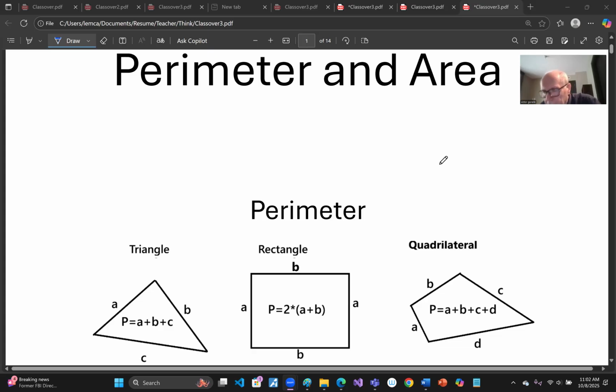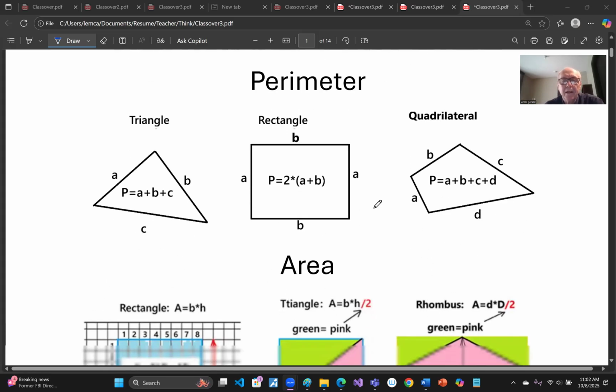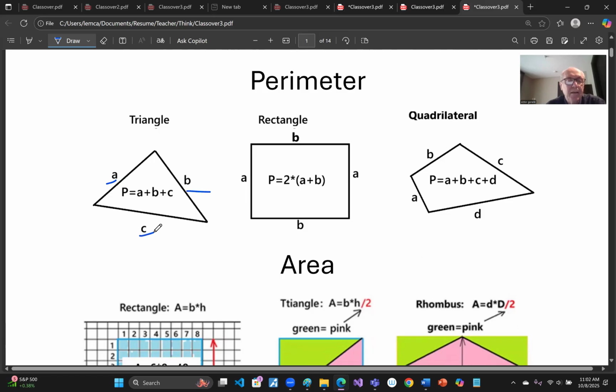Hi, today we will talk about perimeter and area, mostly about area, because perimeter is a pretty simple notion. The perimeter of a triangle is the sum of its sides, A plus B plus C.